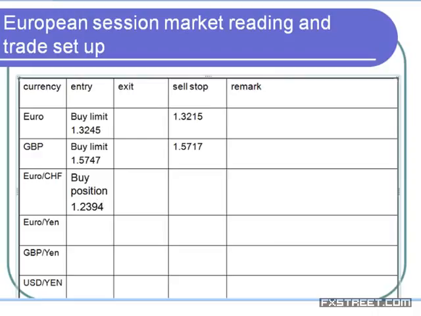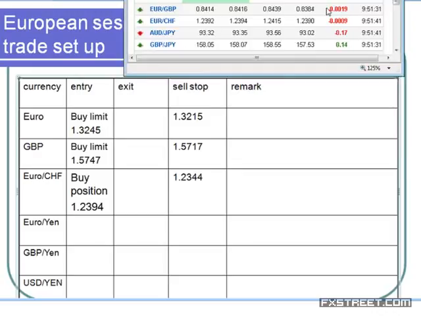$1.2394, and we will keep the stop or the hedging order at 1.3244. In the case of crosses, we need to keep a 50 pips hedging order because the volume is relatively less, so they are expected to make more volatile moves in the case of crosses when compared to the majors. So it is essential to use a 50 pips hedging order to limit the risk. And also the pip variation is big in the case of crosses.